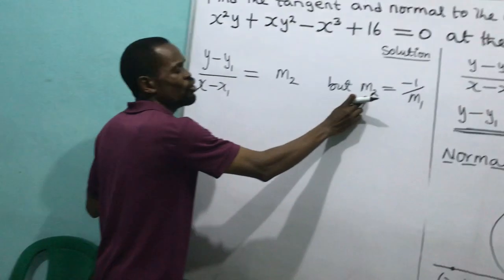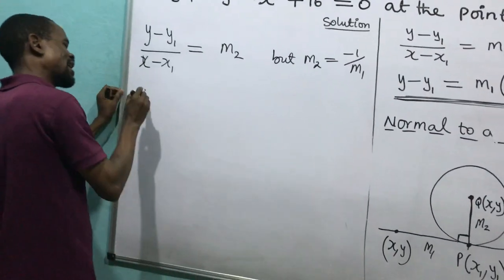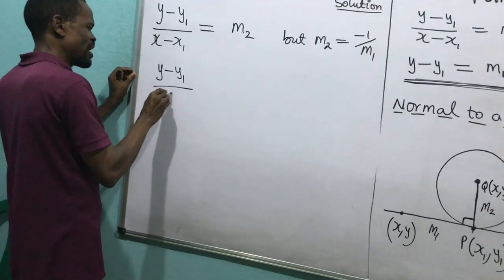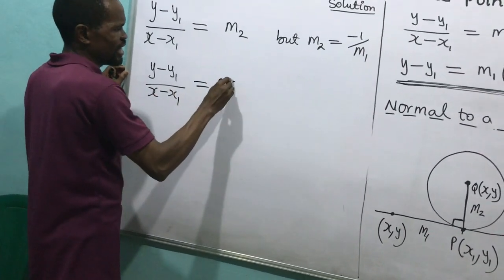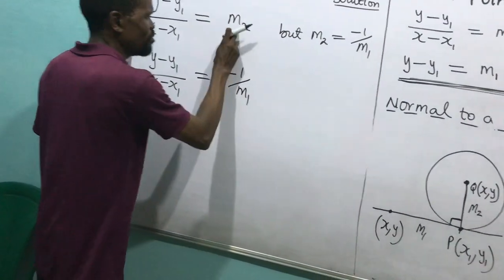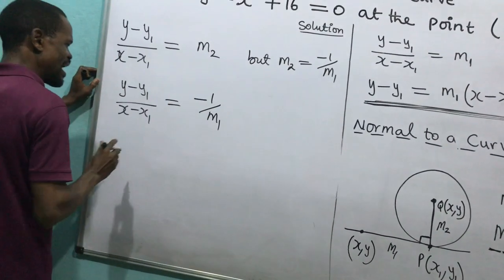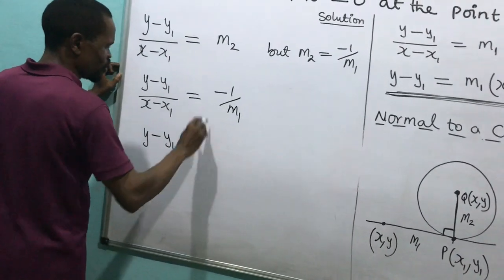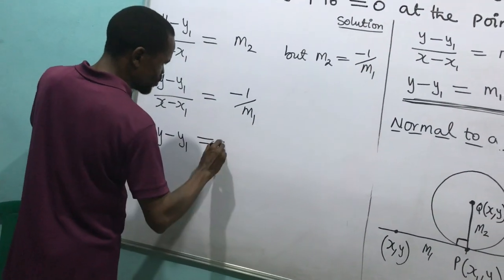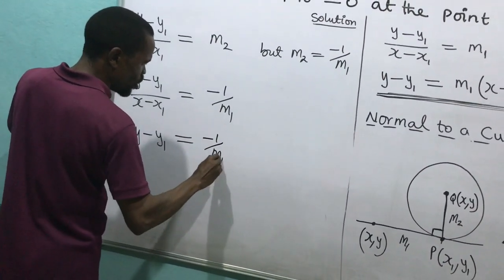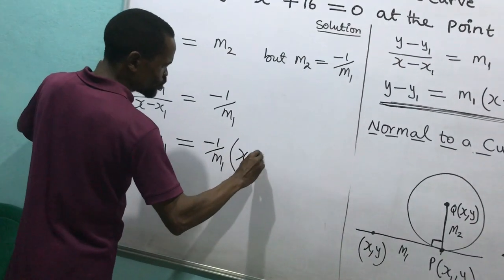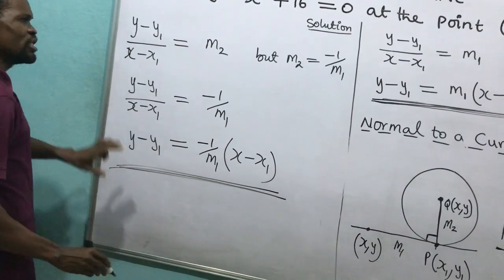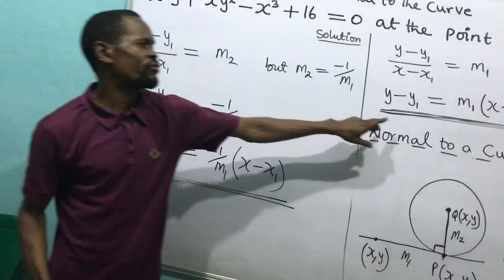Why is this the slope of the normal? Then I can say that this y minus y1 over x minus x1 is equal to -1 over M1. I can remove this and put this over there. Then I have y minus y1 is equal to, by cross multiplication, -1 all over M1 times x minus x1. And this becomes the equation of the normal. This is the equation of the normal. This is the equation of the tangent.